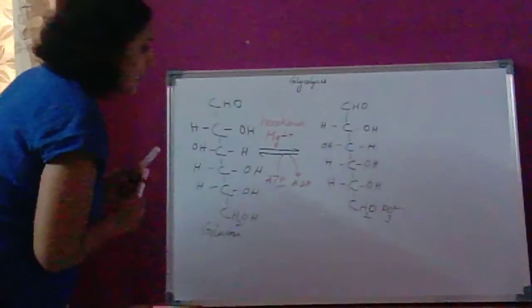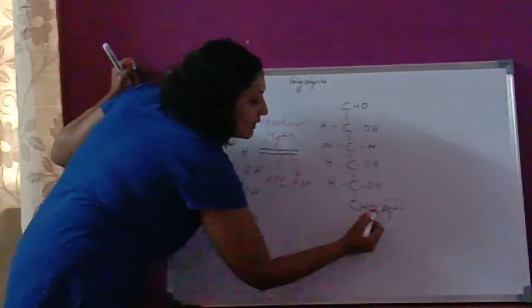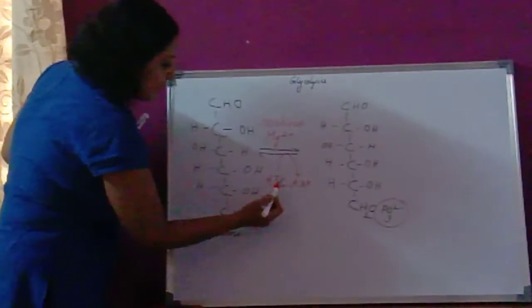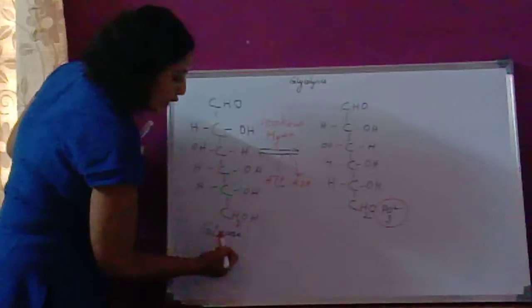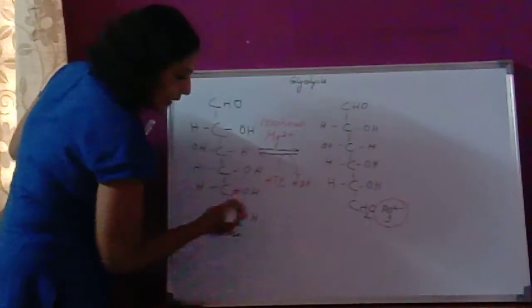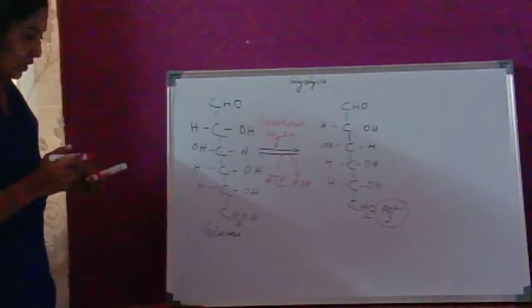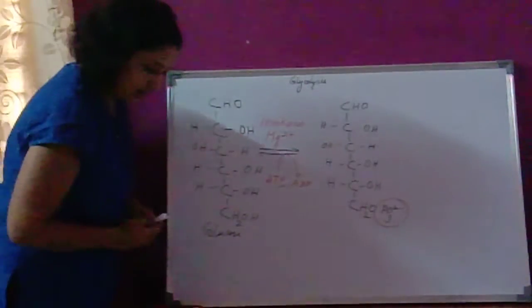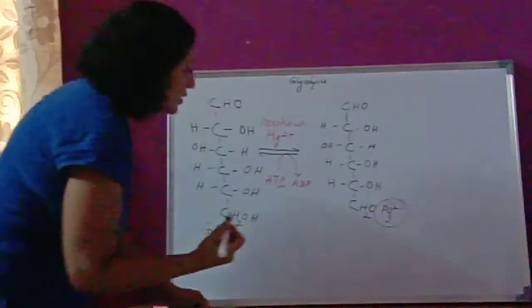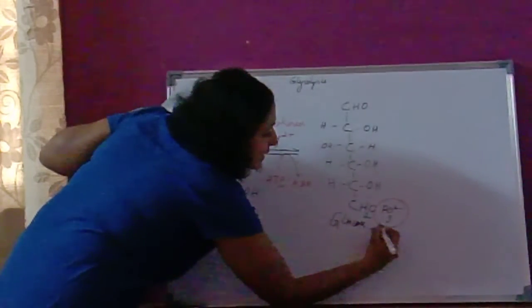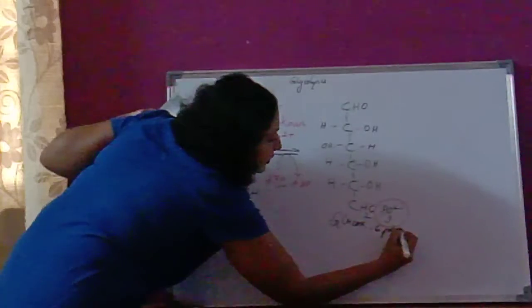Where is the phosphorylation taking place? In the 6th carbon atom. ATP phosphorylates the glucose molecule, forming glucose 6-phosphate. So the compound formed here is glucose 6-phosphate.